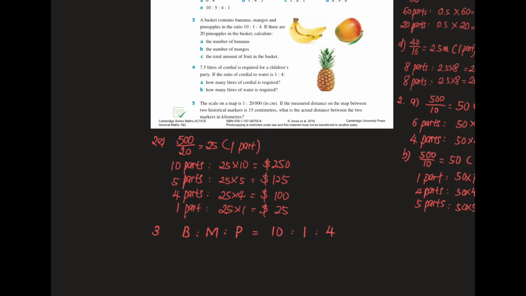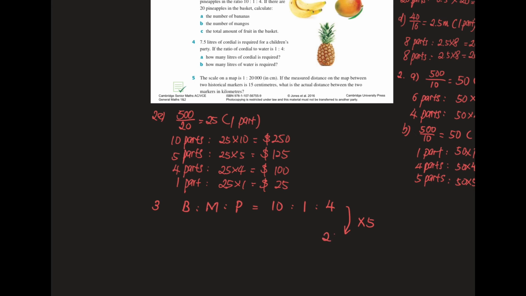So we have to multiply with 5 to get 20. If you multiply the third number with 5, then you need to multiply the rest with 5 as well. So 10 multiplied with 5, we get 50. 1 multiplied with 5, we get 5. So we get the ratio of 50 to 5 to 20.